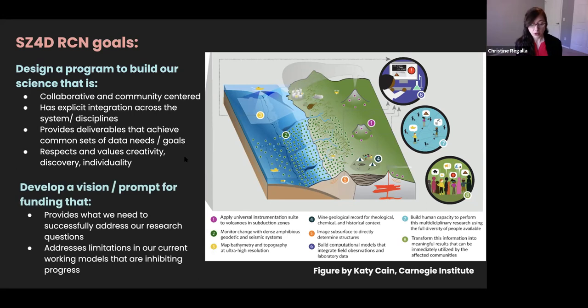But because community level projects in field geosciences and experimental geosciences is typically less common, in today's workshop, we want to spend time discussing what successful community level geoscience projects could look like and what scientific gains we could make in this sort of model. On the more nuts and bolts side of things, another way to think about SZ4D is that we want to develop a vision or maybe even a prompt for funding that provides what we need to successfully address our research questions and that addresses limitations in our current working models that are inhibiting progress.